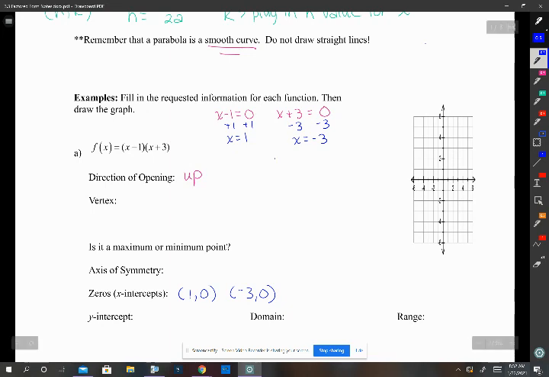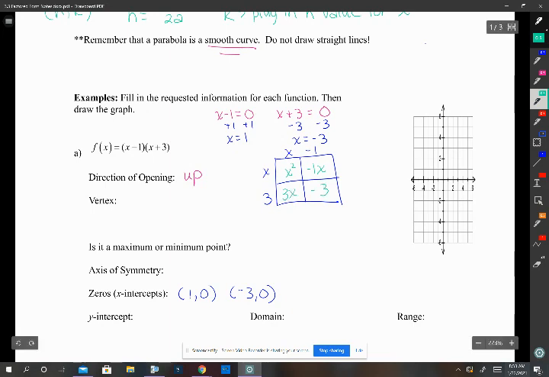And so in standard form, we're going to do our box because that's going to help us find our y-intercept. And so we're going to multiply. So x times x is x squared. X times -1 is -1x. 3 times x is 3x. 3 times -1 is -3. And notice that there's not an a value.